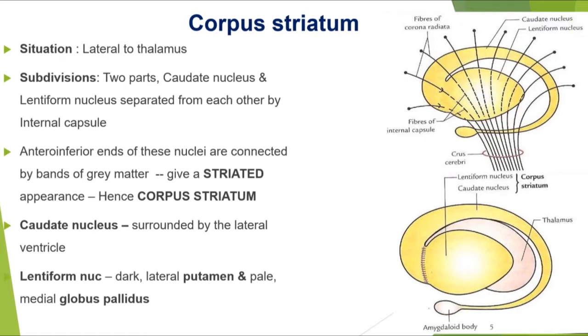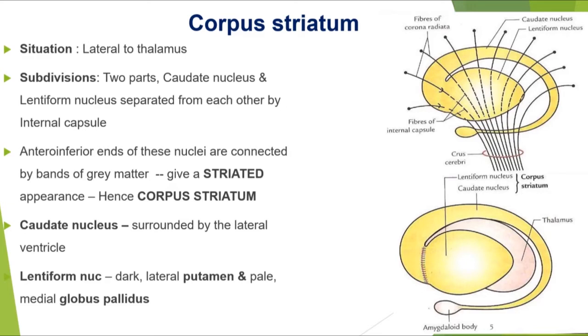Moving on to the components of the basal ganglia. First, taking into consideration corpus striatum. In this picture, again, the parts of corpus striatum you can make out: lentiform nucleus, the caudate nucleus, and thalamus. Corpus striatum lies lateral to thalamus, consisting of two parts, a caudate nucleus and lentiform nucleus, separated from each other by internal capsule. The antero-inferior ends of these two nuclei are connected by bands of grey matter, which give it a striated appearance, and hence the name corpus striatum.